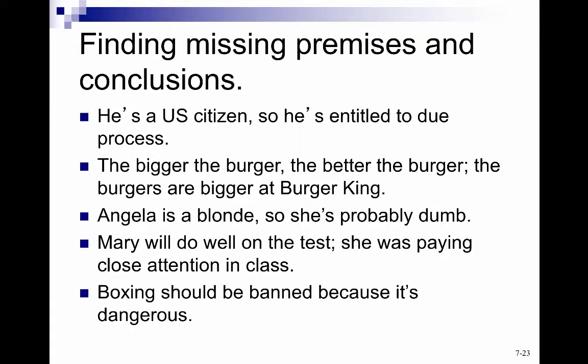Boxing should be banned because it's dangerous. Dangerous sports should be banned is missing from that argument. So the argument would be dangerous sports should be banned. Boxing is a dangerous sport. Therefore, boxing should be banned. So I hope you can see why we have enthymemes and how we use them.